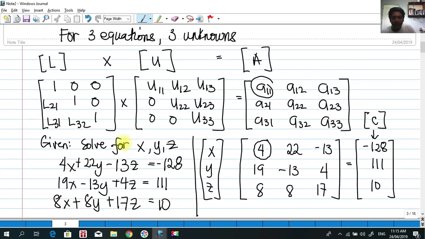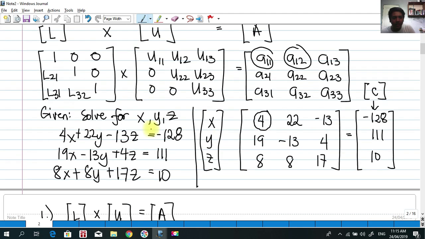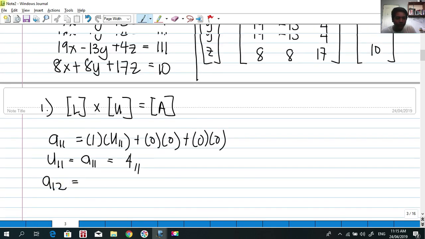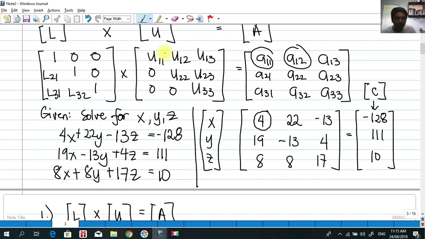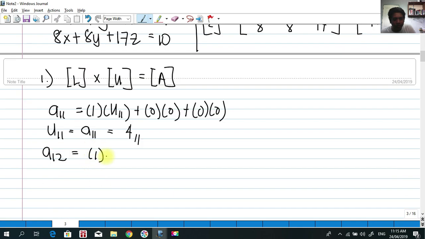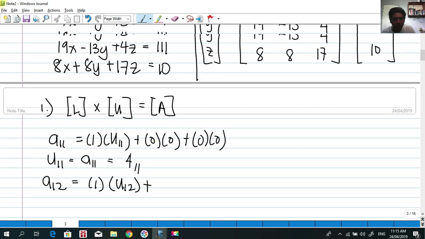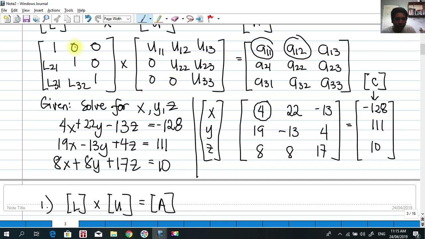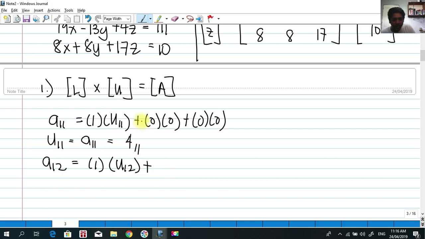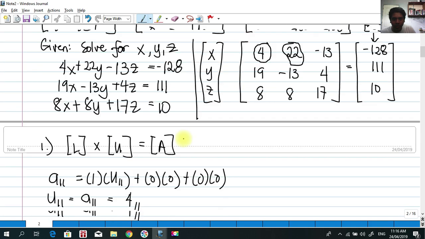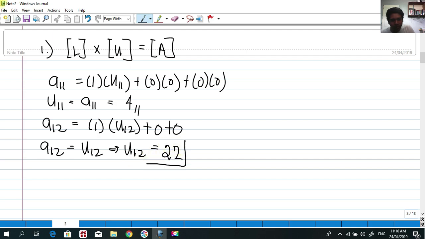Okay, let's proceed. Let's now get the A12. How do we get that? The same process: A12 is row 1 of L and column 2 of U. So that is 1 times U12, which is U12, plus the other elements, this multiplied by this is 0, and this multiplied by this is 0. So A12 is actually equal to U12, our unknown here, and what is our A12? In this case, that is 22. So our U12 is 22. Let me just box that.